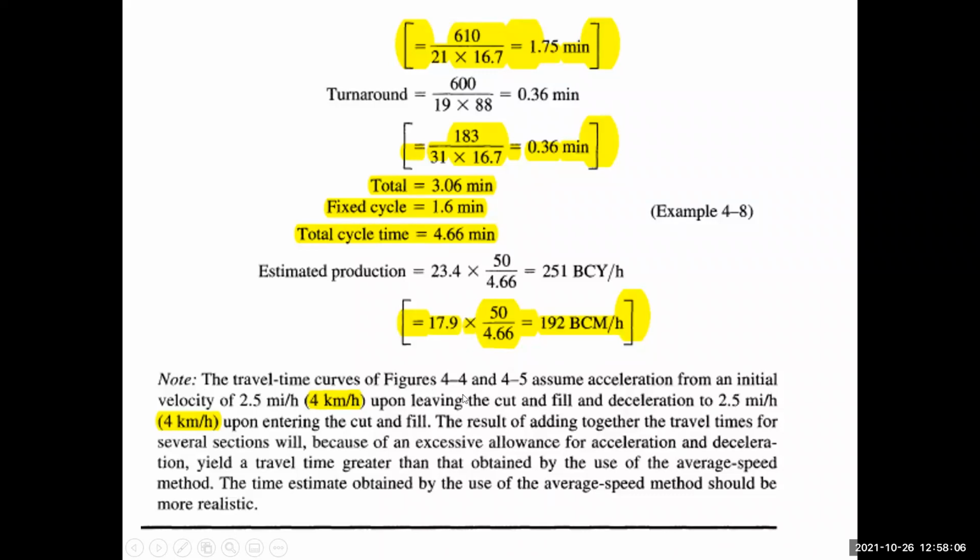The travel time curves of figures 4-4 and 4-5 assume acceleration from an initial velocity of 4 km per hour on leaving the cut and fill, and deceleration to 4 km per hour upon entering the cut and fill. Adding together the travel times for the several sections, because of an excessive allowance for acceleration and deceleration, yields a travel time greater than that obtained by the average speed method. So the time estimate obtained by the average speed method should be more realistic.